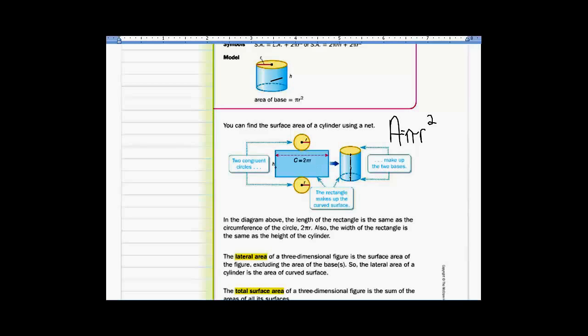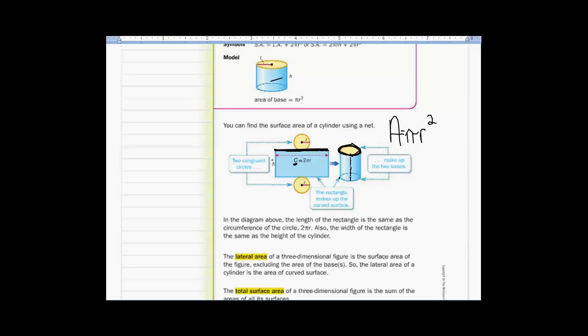So the height of the rectangle is just the height of the cylinder. That part isn't changing. This part, however, is a little bit more difficult to find because, think about it, whenever it was rolled up, where was it? It was all of this part right here. So what do we call that? The distance around a circle. That's the circumference. All right, so the circumference of the circle actually ends up being this length right here.